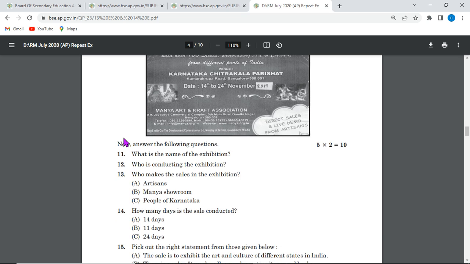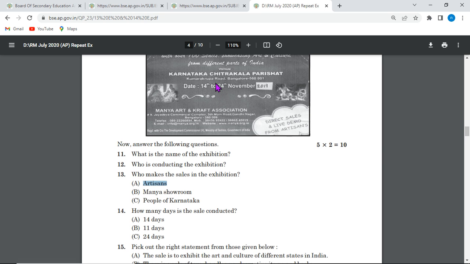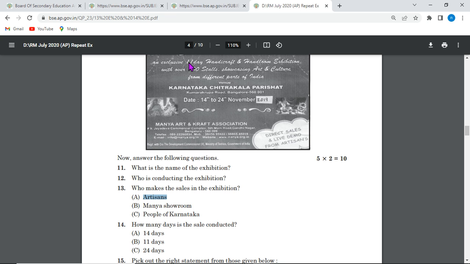Who makes the sales in exhibition? So who makes, here is clearly mentioned, direct sales and live demonstrations from artisans. So A is the right answer. How many days is the sale conducted? So here 14th to 24th, but as here it is clearly 11-day handicraft, an exclusive 11 day. So 11 days is the answer.